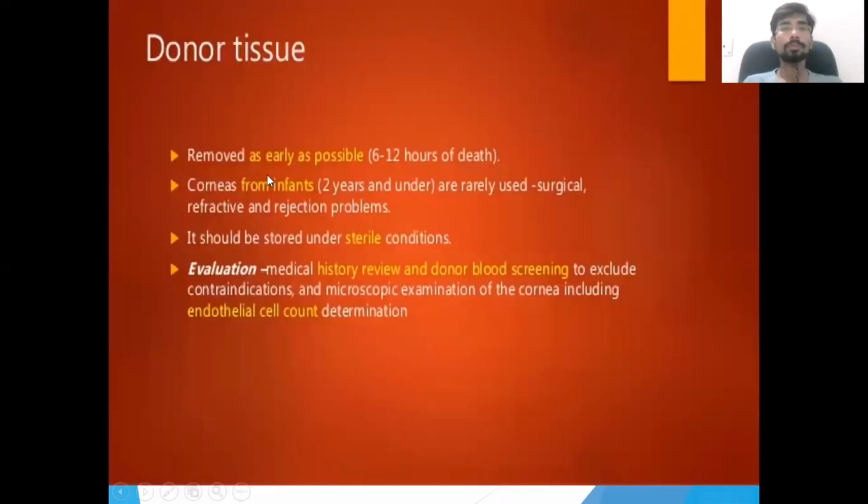Donor tissue should be removed as early as possible, like 6 to 12 hours after death. Corneas from infants 2 years or under are rarely used because of refractive and surgical problems. It should be stored under sterile conditions. Evaluation includes medical history review and donor blood screening to exclude contraindications, and microscopic examination of the cornea including endothelial cell count determination.